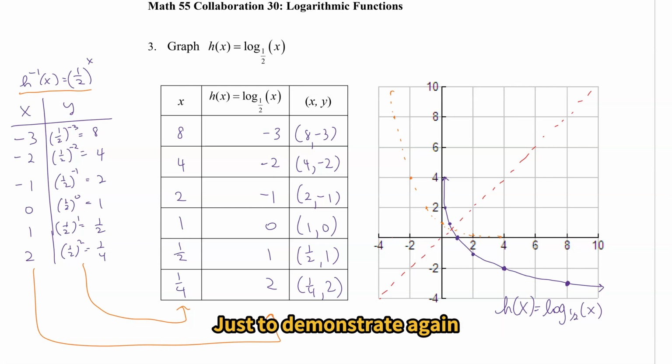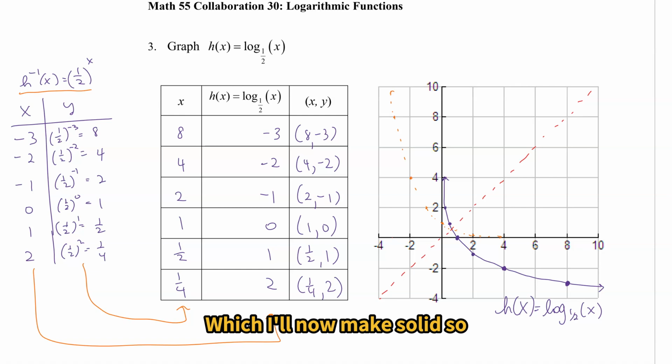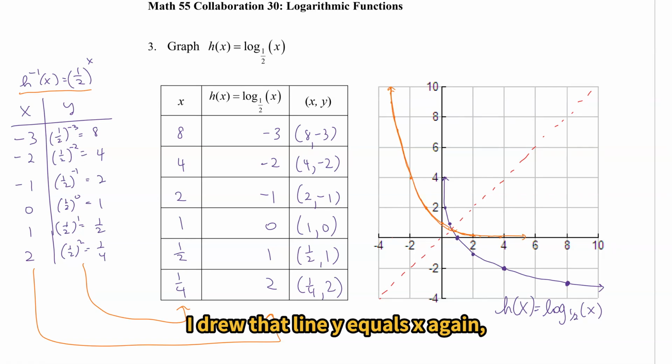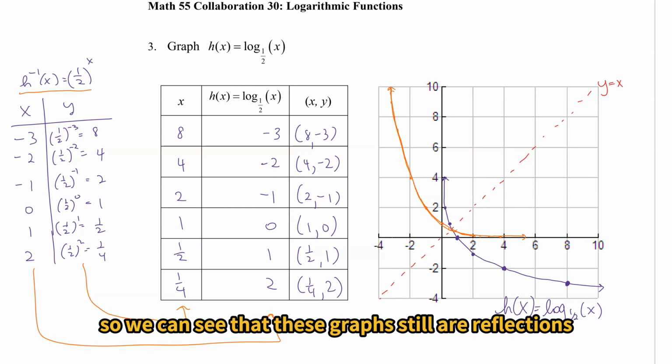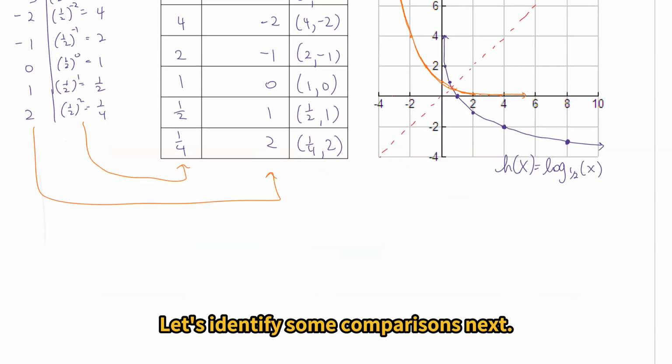Just to demonstrate again the properties of these inverses, I graphed the inverse function as an orange dotted line, which I'll now make solid so we can see it a little bit better. I drew that line y equals x again. So we can see that these graphs still are reflections across that line of each other. Let's identify some comparisons next.